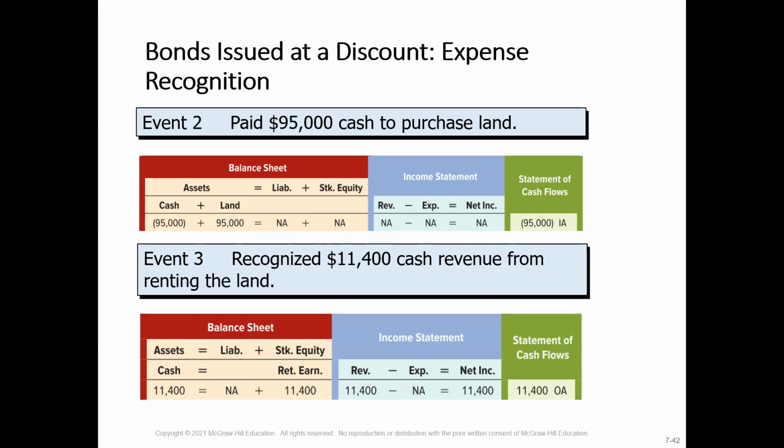So she pays $95,000 to purchase the land because that's all the money she has. And in this example, they also monkey with the cash revenue. Don't know why they kept the numbers different, but there was some method to the madness. So our event 2, we purchase land. Our event 3, we rent the land for a little bit less than what was the case before.